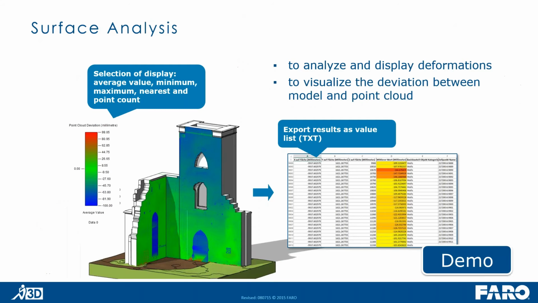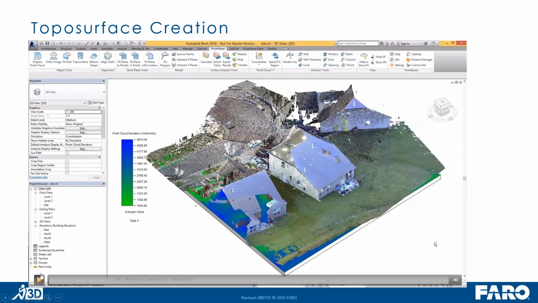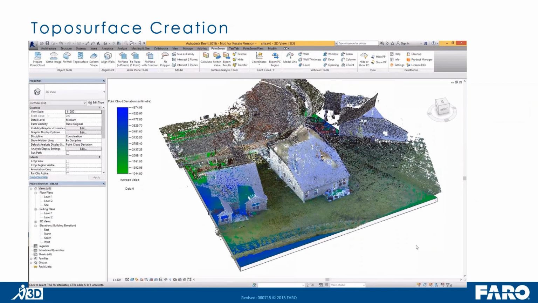Okay, what can you do with these profile lines? You can use this, for example, to create a topo surface. So we added the possibility to the topo surface tool to select not only construction points, now we can also select model lines, and with this possibility it is now possible to use surface analysis to create topo surface tools.